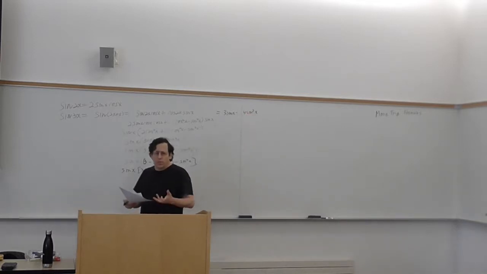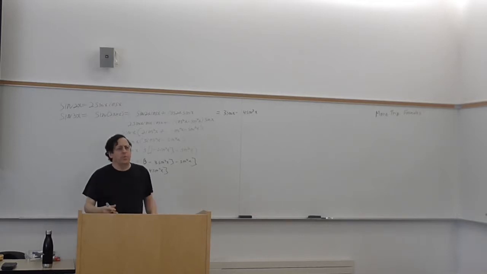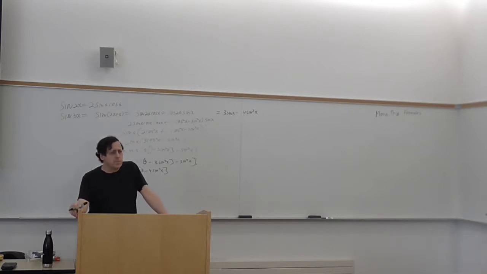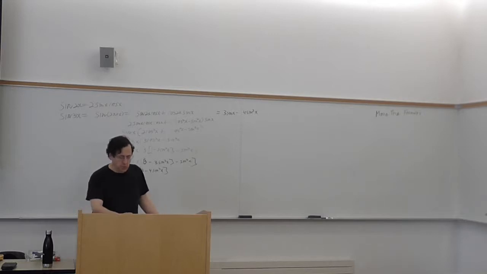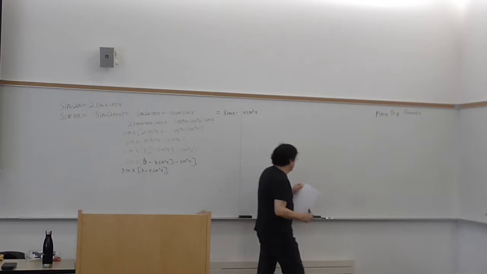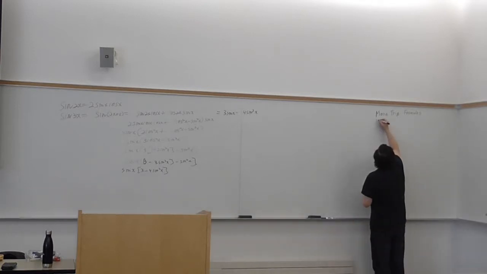Okay, so you can use these formulas. You could build up sine of 3x, sine of 4x, cosine of 3x, cosine of 4x, tangents. That could be useful under certain circumstances. But what we're going to do next is actually a little more useful. We're going to take a look at the half angle formulas.